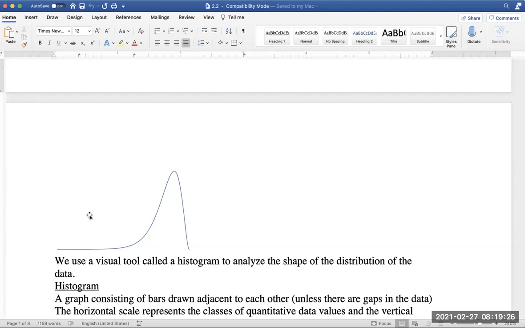We want to control our tails. And so our tail is to the left. Again, if you look on the number line, numbers to the left are negative. So we also say that this is negatively skewed.